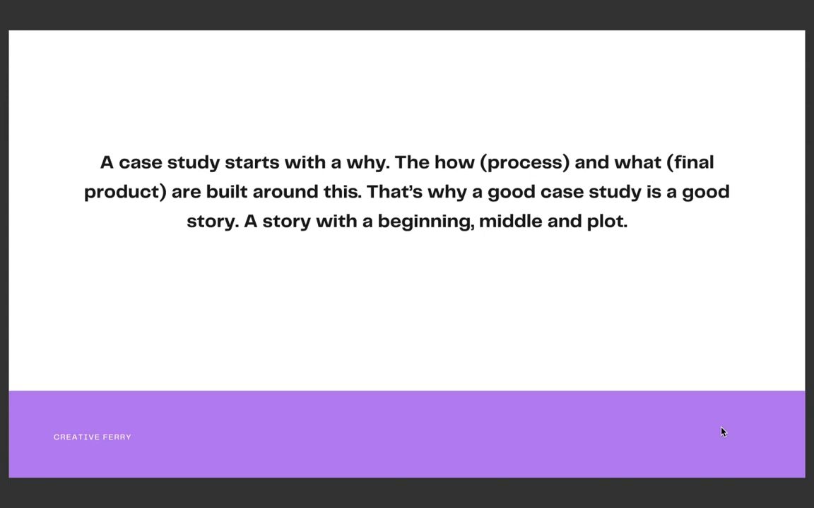So that's why a good case study is like a good story, right? A story needs to have a beginning, a middle, and a plot, which is like the end. So your case study needs to come across as a story. It needs to be interesting, explaining the problem, your process, and the solution. Right? Problem, process, and solution. Let's take note of that.